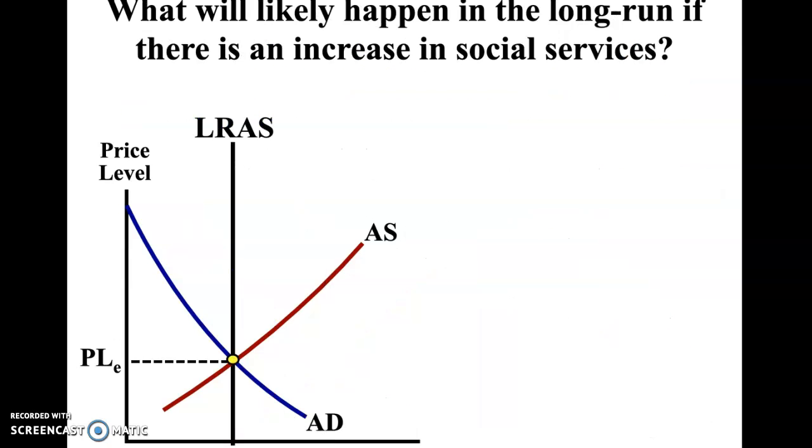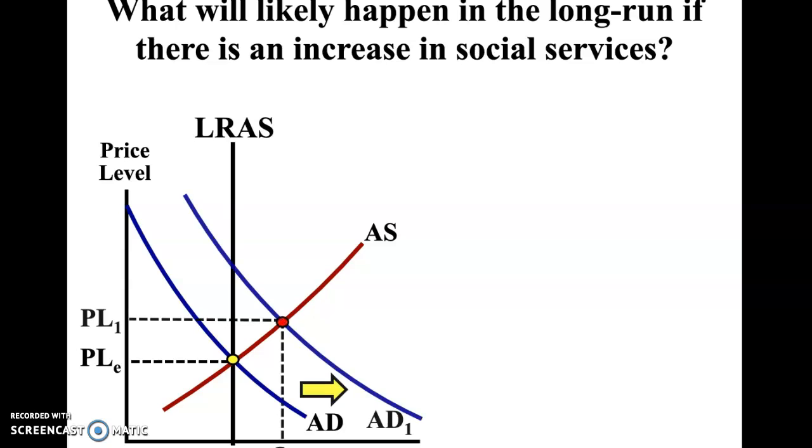So what would happen in the long run with an increase in social services? This would be an increase in government spending, but not on things that have anything to do with production. Let's say they decide we want more parks and libraries and different things like that. You have to produce those things, but they're not going to contribute to GDP in the long run.